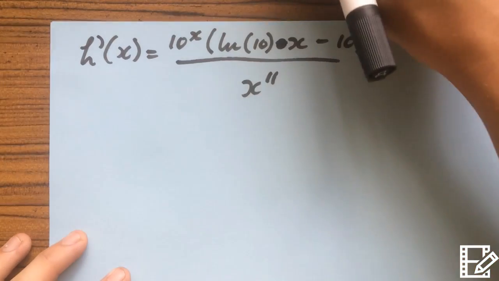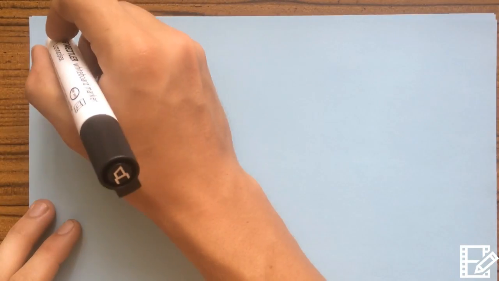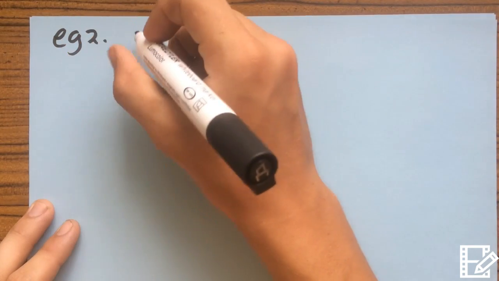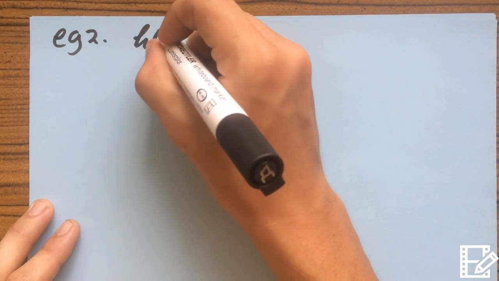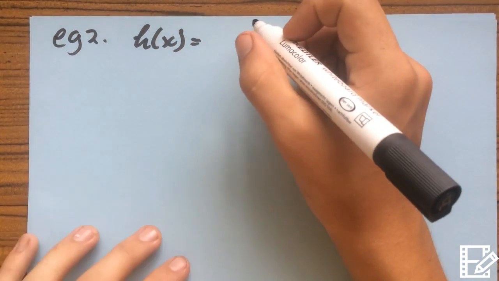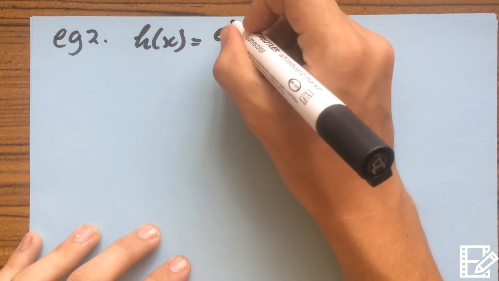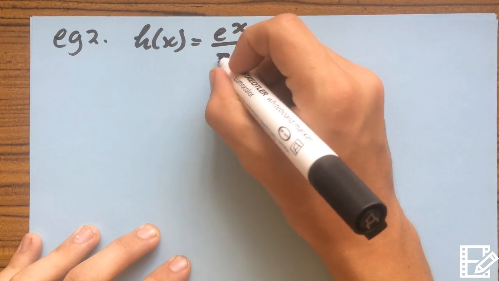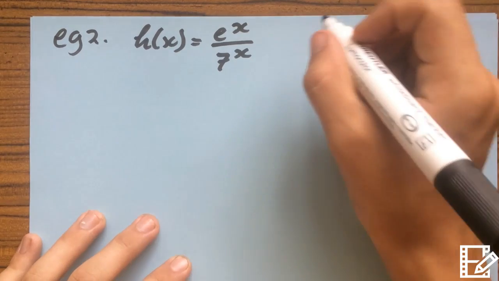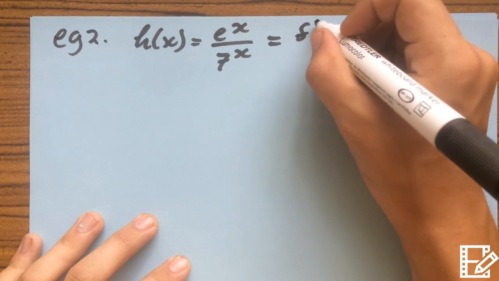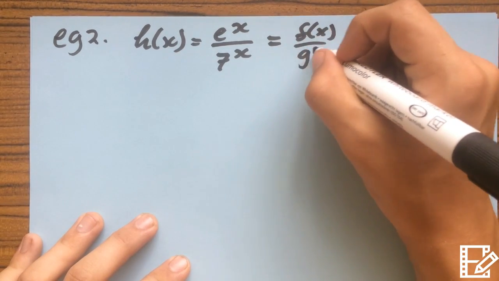Let's do another example. Next one will be a bit easier. Here we have h(x), our function, equals e to the power of x over 7 to the power of x. We have our function over another function.